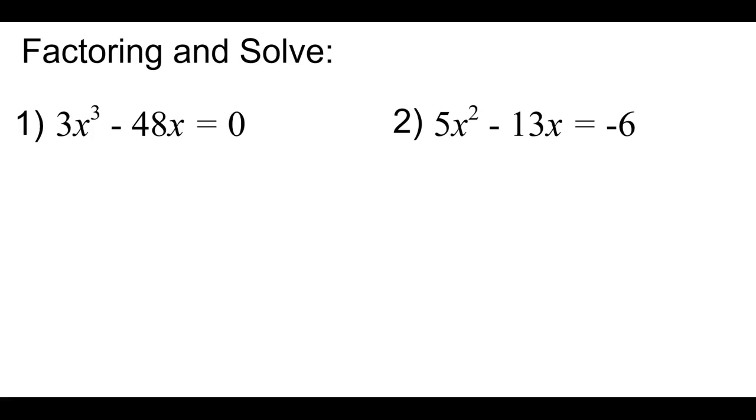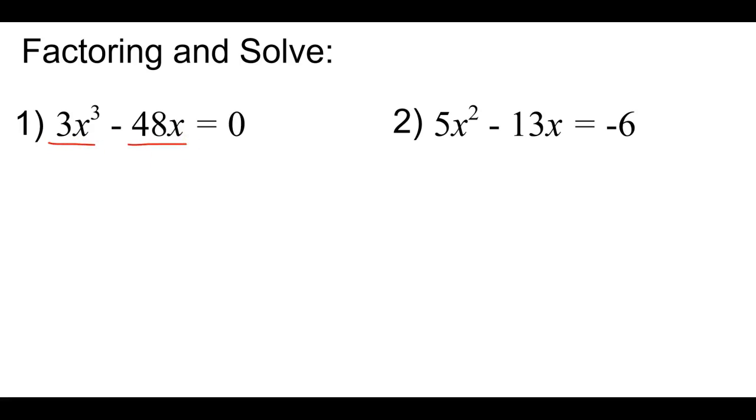3x cubed minus 48x equals 0. So I'm going to pass out to you a factoring flow chart. So the first thing we're going to do here, we're going to double check. So we have two terms on the left. So we have 3x cubed minus 48x.